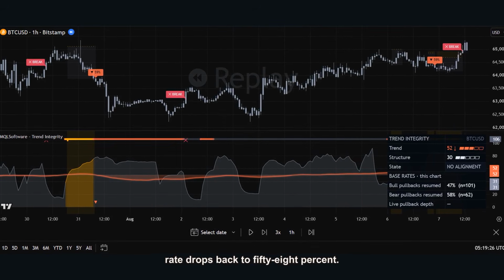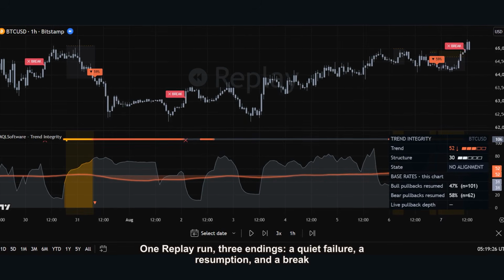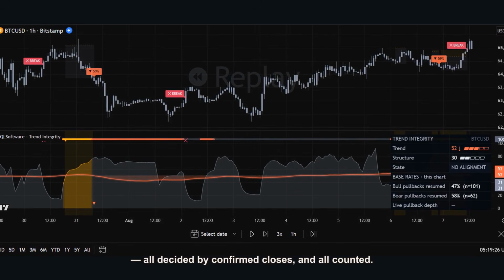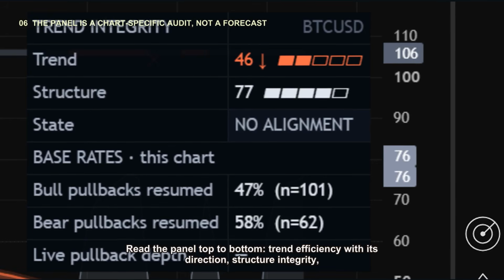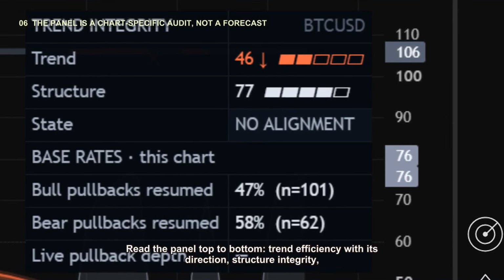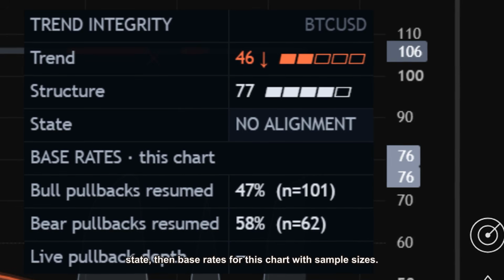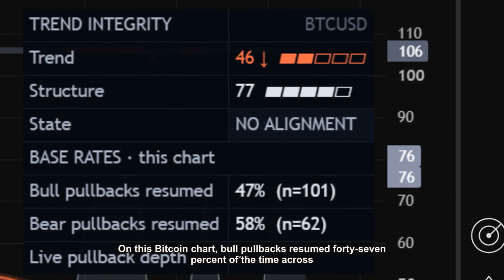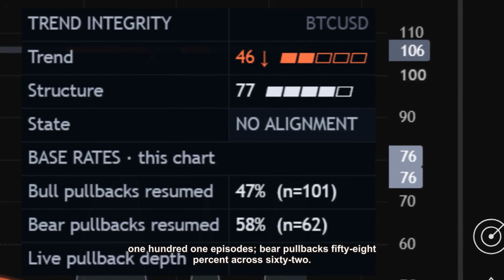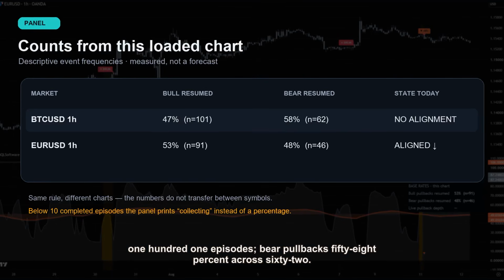1 replay run, 3 endings, a quiet failure, a resumption, and a break, all decided by confirmed closes and all counted. Read the panel top to bottom. Trend efficiency with its direction, structure integrity, state, then base rates for this chart with sample sizes. On this Bitcoin chart, bull pullbacks resumed 47% of the time across 101 episodes. Bear pullbacks 58% across 62.